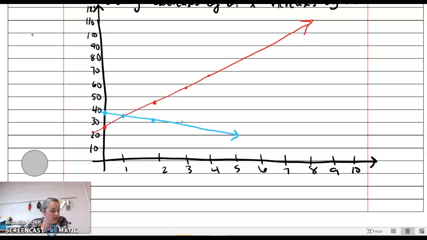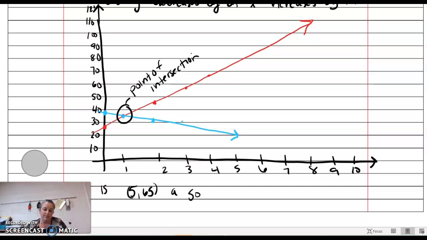All right. So we can actually see there is a point of intersection where the two equations have the exact same time, the exact same location. So I'm going to have you grab your pencil color, and I'm going to have you circle this. This is your point of intersection. Very important point. We can also talk about solutions. Okay, so maybe if I put down here, is 5, 65 a solution to one of those students?